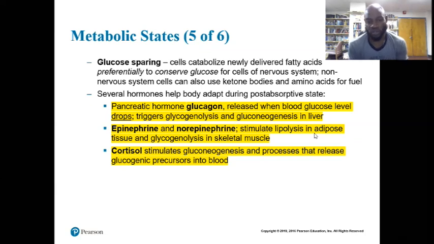Several hormones are at work. The pancreatic hormone glucagon triggers glycogenolysis and gluconeogenesis in the liver. Epinephrine and norepinephrine stimulate lipolysis, the breaking down of fat.